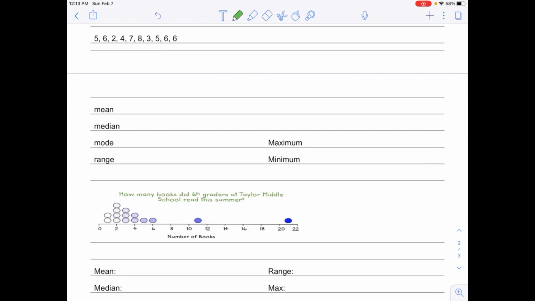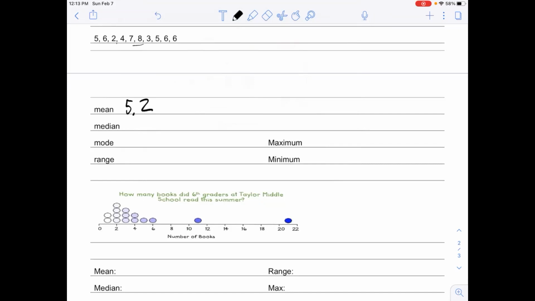Okay? Hopefully you've done that. So now I'll go through and we will do our answers. For the mean, if we add up all the numbers and divide by how many numbers there are, which is 10, then we get the number 5.2.